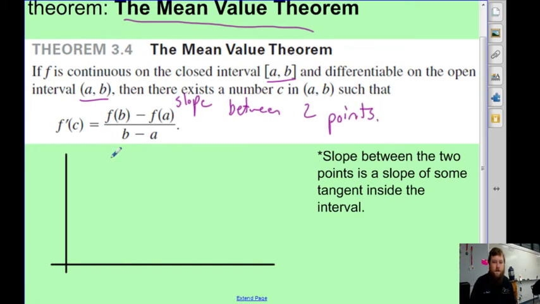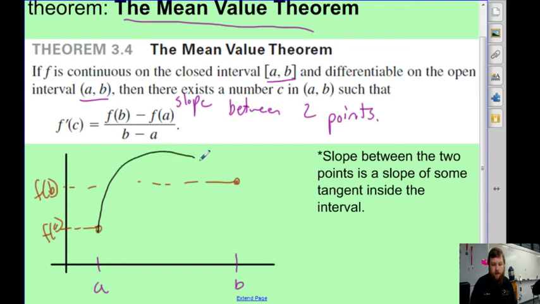So what we're saying is, if we have 2 points a and b, the slope between 2 points, and let's say point a is right here. So this is your f of a. And let's say point b is right here, and this is f of b. You might have a function that looks like this. Whatever this function looks like, it can look like a curve like this, or whatever. The slope between those 2 points right there would be f of b minus f of a over b minus a.